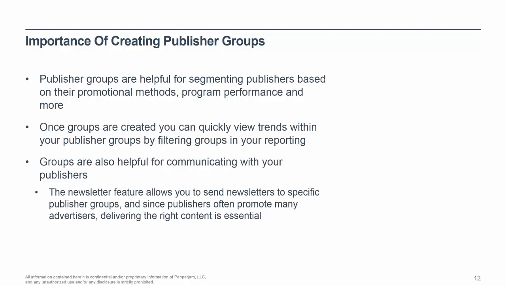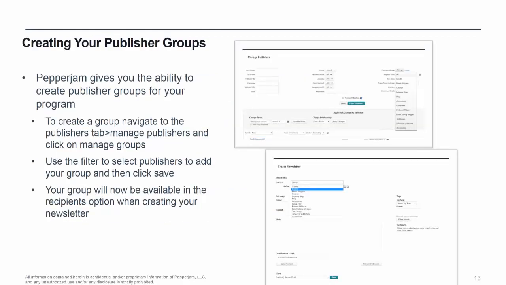So I'll take a quick walkthrough of the importance of creating publisher groups. Creating publisher groups is very helpful for segmenting your publishers based on maybe their promotional methods, their performance in the program, or maybe you have a group of publishers that you're running a contest for and you want to make sure that you're keeping track of them. When you create groups, you can also view their trending when you're looking at reporting. So maybe you want to see if your coupon sites are trending up and down and things like that. But it's also very helpful to communicate with your publishers and send them specific newsletters. And we'll get a little bit more into the types of content that you'll want to send here in a little bit as well. So I'll take a quick walkthrough of creating publisher groups in the interface.